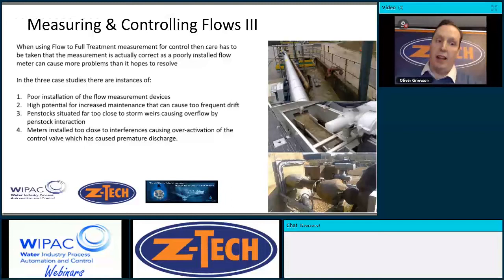In an ideal world, yes, we'd put flumes in everywhere. But that's not possible. Some sites you just don't have the hydraulic capacity within the hydraulic profile. It just doesn't happen. Are you really going to spend £1, £2, £3 million rebuilding an inlet works where you can put an area velocity device in? And the answer is, of course, no.